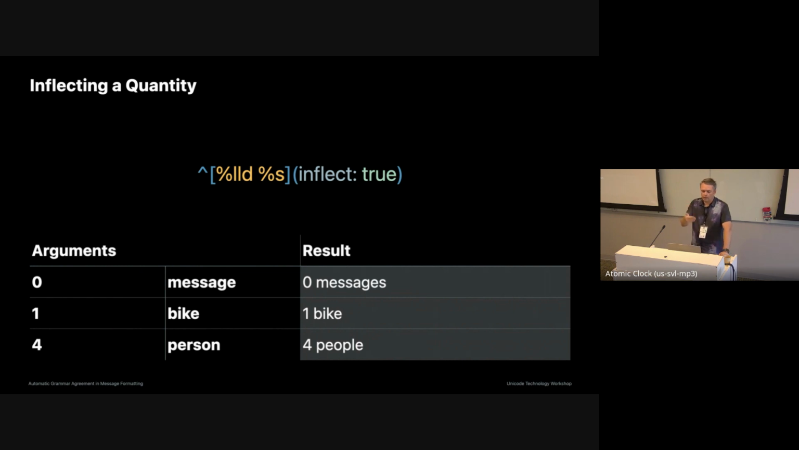So I could have it as 2 arguments. It's the number 0 and the word message, and I get 0 messages. If it's the number 1, the word bike, I get 1 bike. If it's the number 4, I get the word person, and then it turns into 4 people. Notice that I'm not just adding an S at the end, I'm actually choosing the plural form in this scenario.